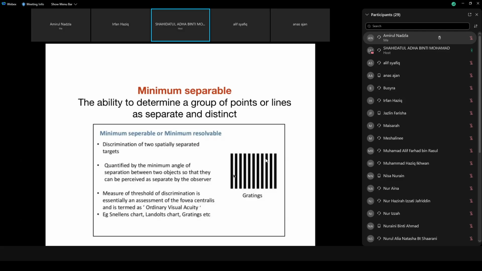So this is actually the measurement of threshold of discrimination. Essentially, it is an assessment of the fovea centralis, which means the center of the eye, and it is termed ordinary visual acuity. This concept of gratings we use for the Snellen chart, Landolt chart, gratings, etc. Although the Snellen chart uses letters, you can see the letter E, even the letter G or letter O, has certain parts where the ends are separated. So this is what we look at, the minimum separable function of the eye.